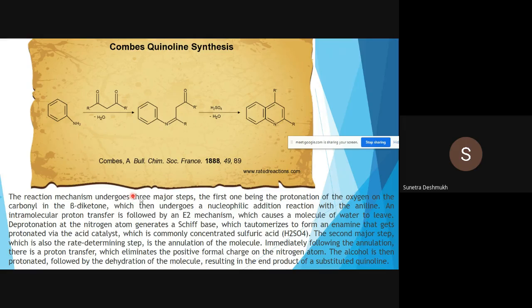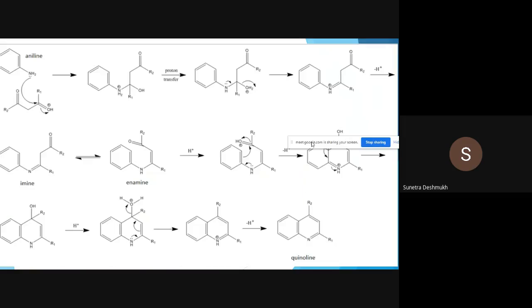So the reaction mechanism undergoes 3 major steps. First one is protonation of the oxygen on the carbonyl in the beta-diketone. Okay, so it's obvious that we have to make this carbon atom more electropositive by protonation of this carbonyl group, which then undergoes nucleophilic addition of this aniline. Aniline attacks this carbonyl carbon. An intramolecular proton transfer is followed by the E2 mechanism, which causes the molecule of water to leave. So we'll see now on the next stage what the reaction mechanism is.